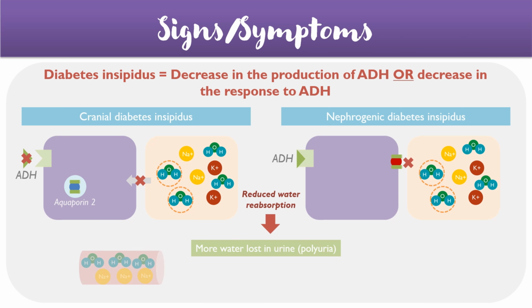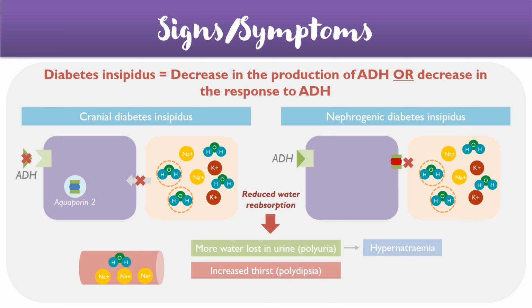With more water being lost, there's less water present in the blood, and this results in a hypernatremic effect, which is the main electrolyte abnormality seen in the condition. As well as polyuria, patients may also complain of increased thirst, or polydipsia, as well as increased tiredness, or polyphagia, and these three changes form the core symptoms of diabetes insipidus.